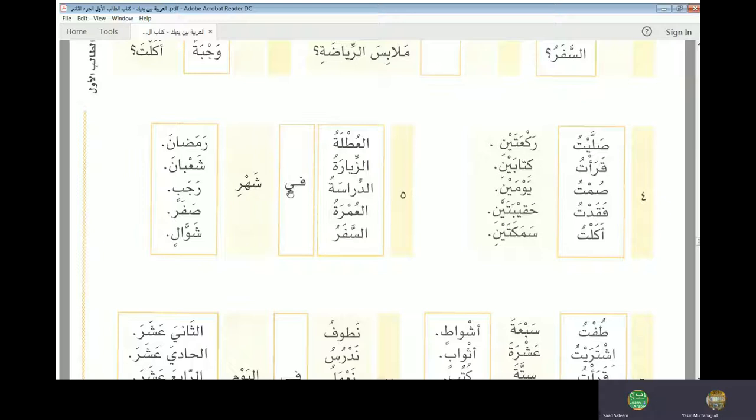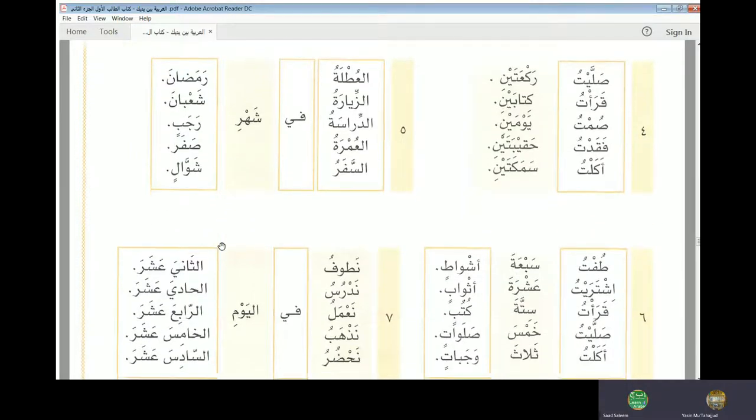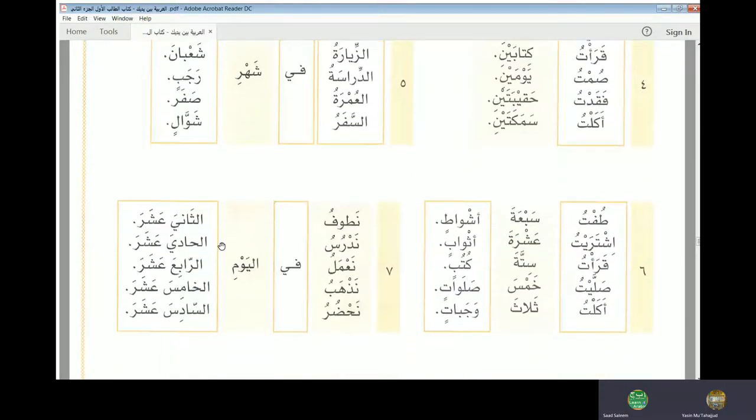Al-Safar fi shahr Shawwal. I travel in the month of Shawwal. Shawwal is the name of a month? Yes.